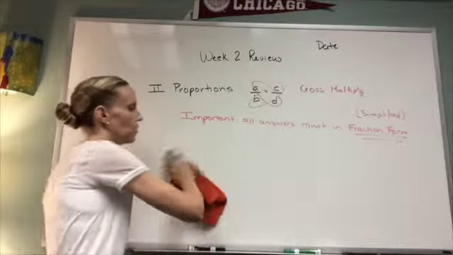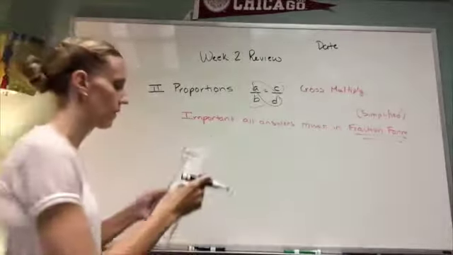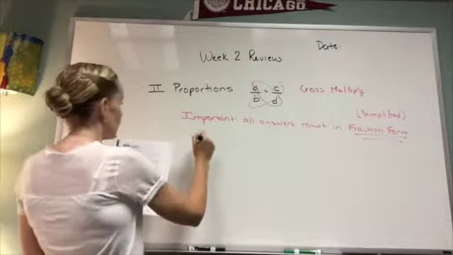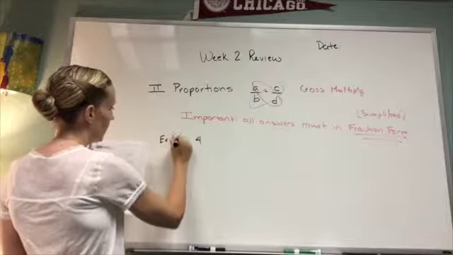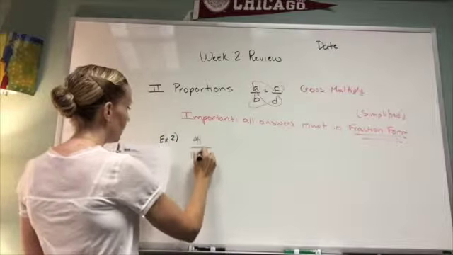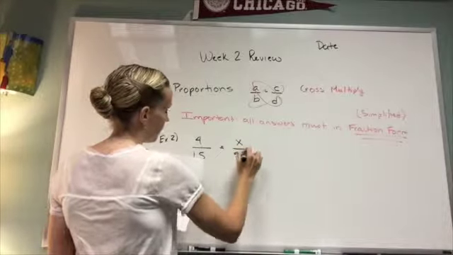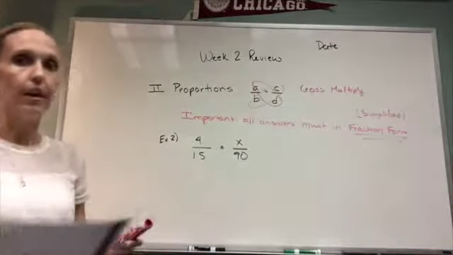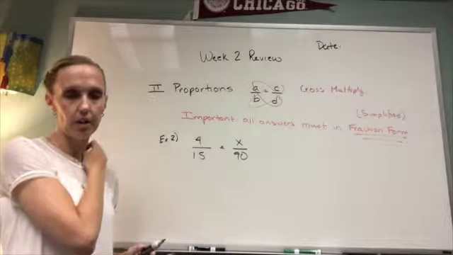Okay, now I want you to try to do one on your own. So let's do example 2, 4 over 15 equals x over 90. Okay, so do this on your own. Go ahead and hit pause, see what you get, and then check back for the answer.